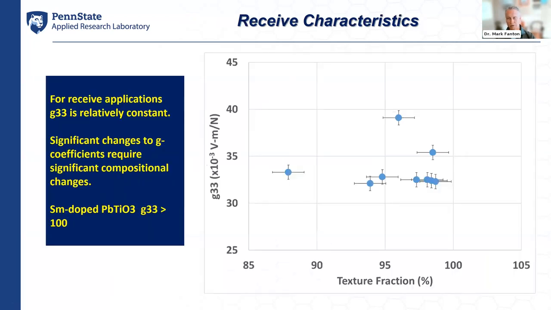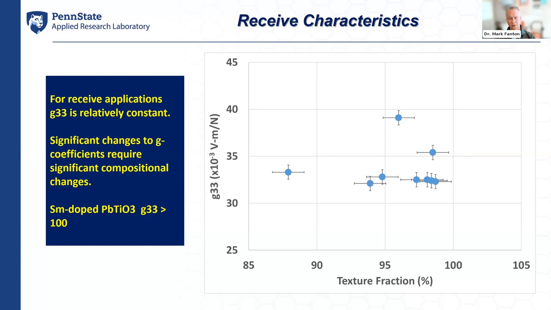Of course, we're also interested in this material from a receive point of view. So looking at the G33 coefficient is one example for something like a hydrophone application. In this case, we see very little change in G coefficient as a function of texture fraction. So from a hydrophone point of view, there is perhaps a little bit less concern with process variability.